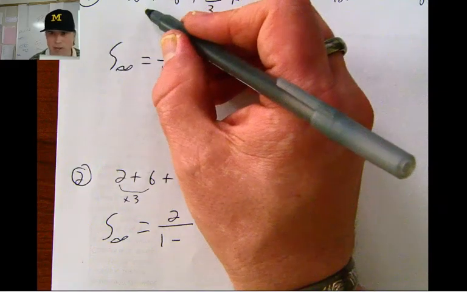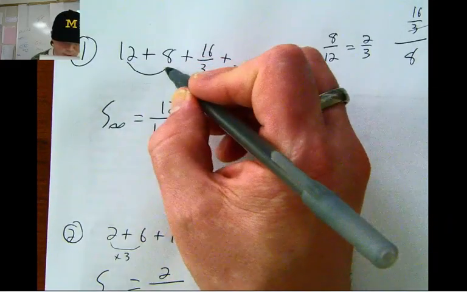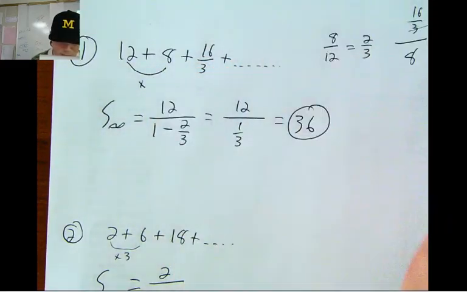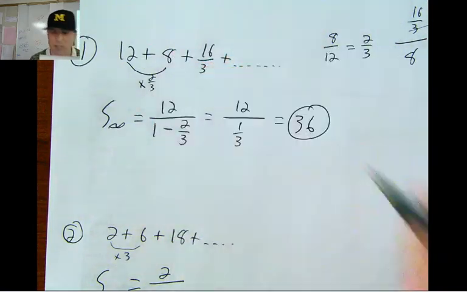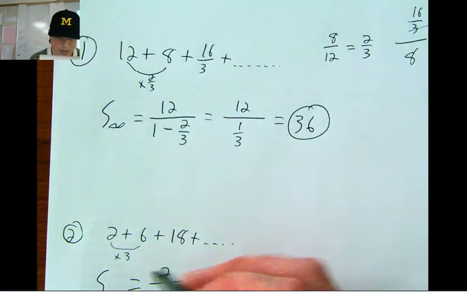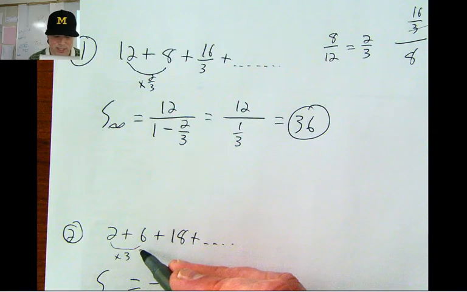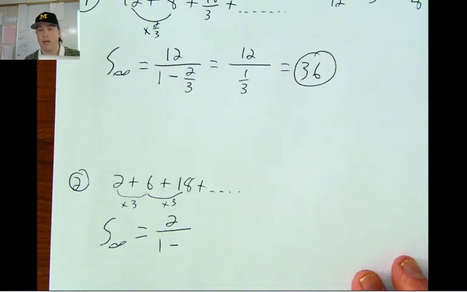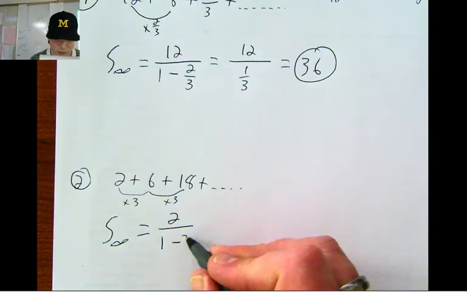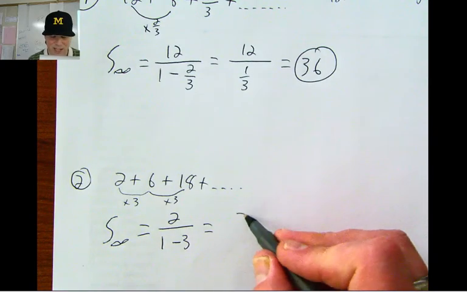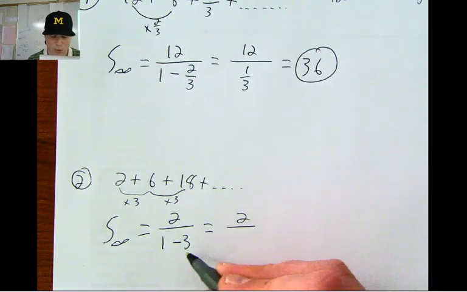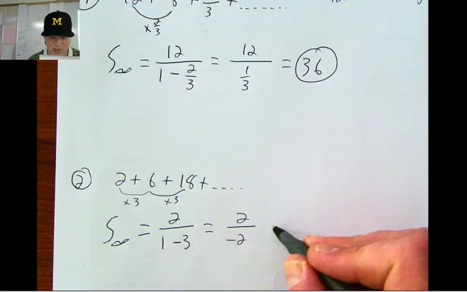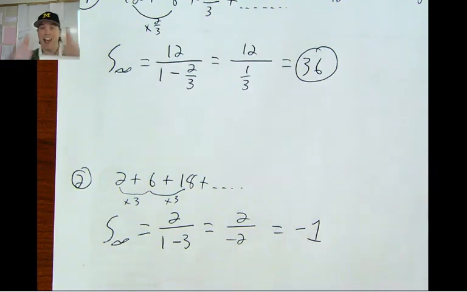Oh, I'm going to go back to this quick example just for showing notes. I forgot to show here that I was multiplying by 2/3. Now back to number 2: 2 times 3 is 6, 6 times 3 is 18. So the rate is 3. And let's see, I get 2 over 1 minus 3, which is negative 2, so the answer must be negative 1, right?